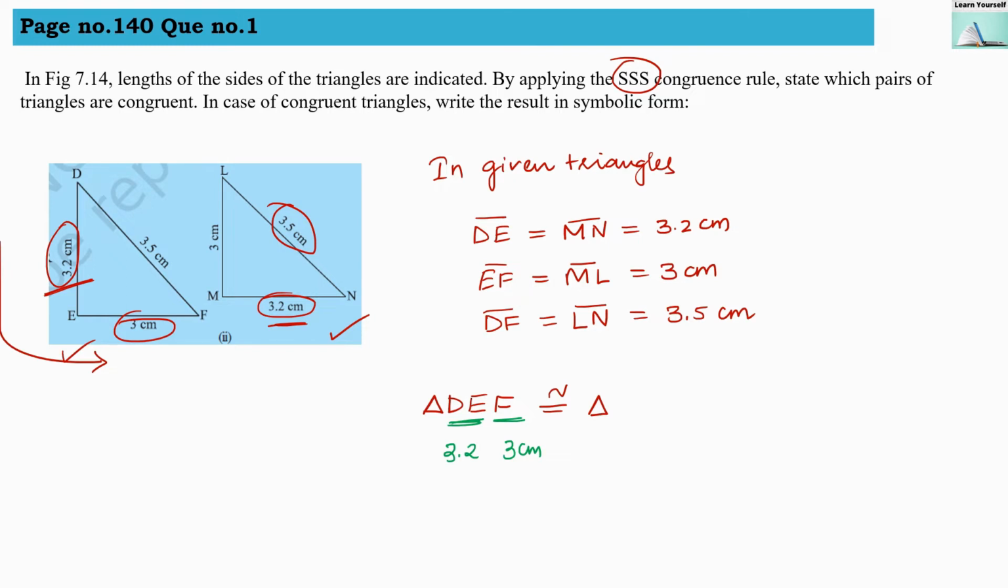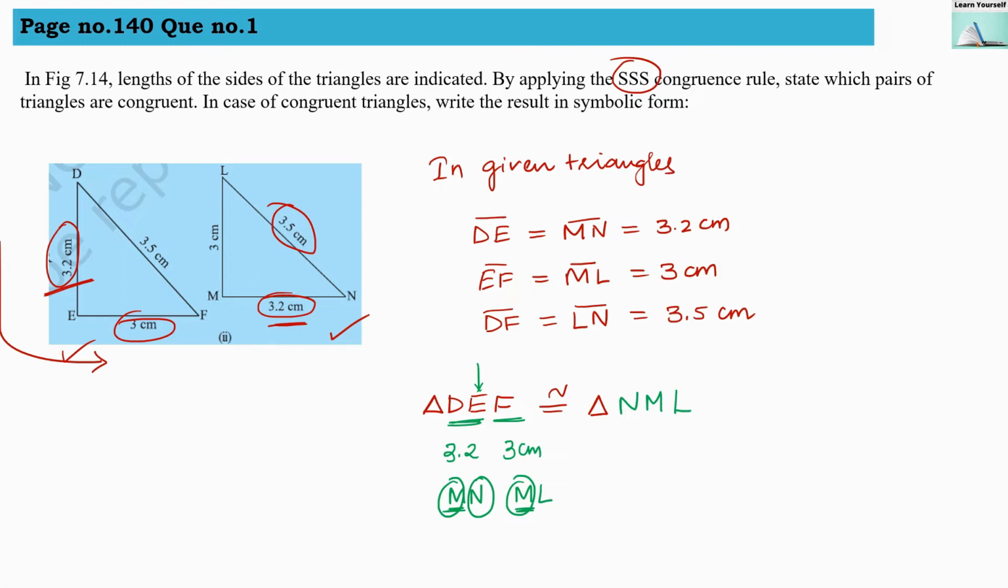So which side is 3.2? Here, MN side is 3.2. And here 3 centimeter, EF is 3 centimeter. So which is 3 centimeter? ML is 3 centimeter. Now as you can see here, M is common for both the triangles. So M will come in the middle. As the E is coming into the middle in DE and EF, similarly M will come into the middle and N will come at the first. So N, then the common vertex M in the middle, and the last one is L.